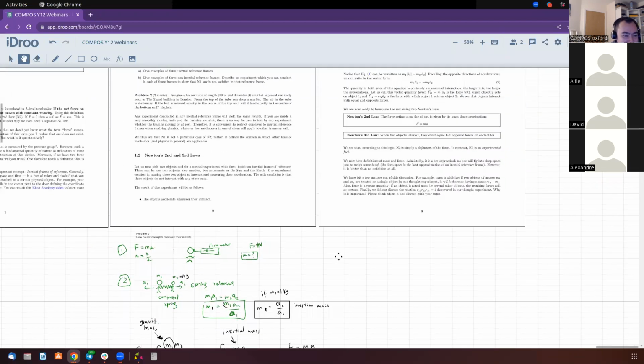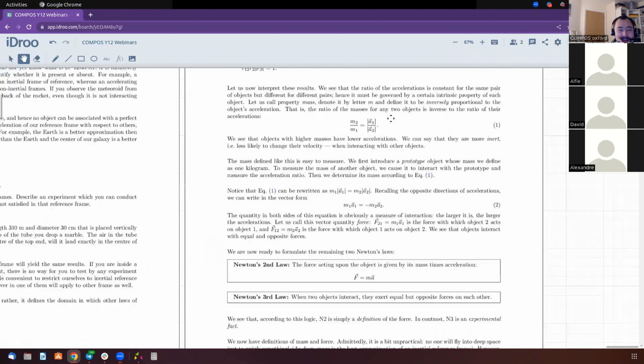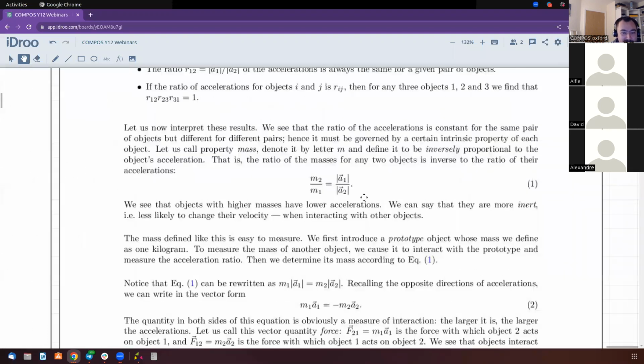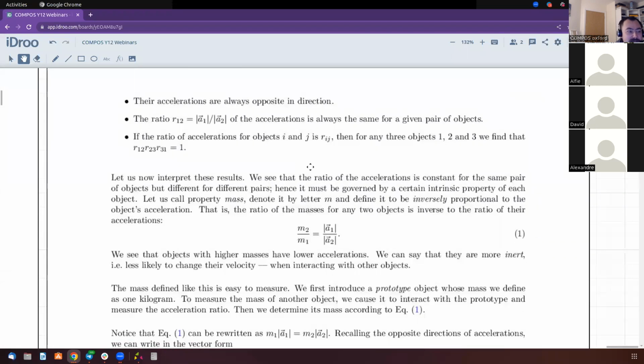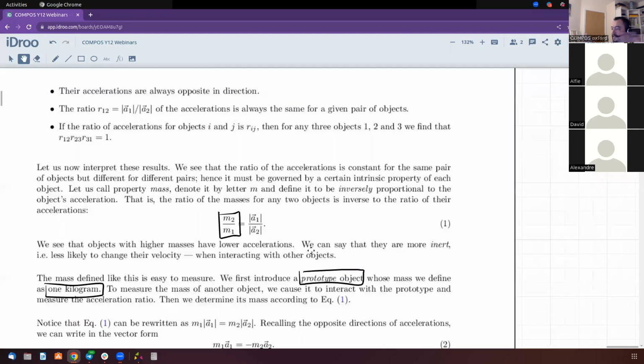Anyways, going back here, we can define mass as the ratio where we take one of the m's, like a prototype object whose mass is 1 kilogram. Now this choice is arbitrary, as you can understand. 1 kilogram is not something out of nature, it's something we invented.